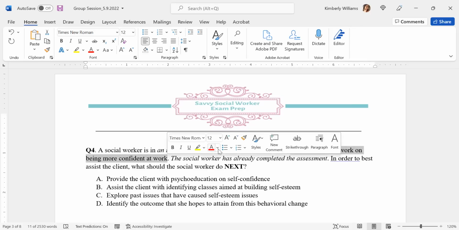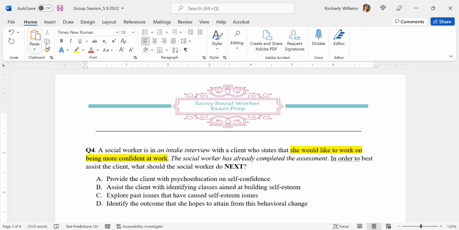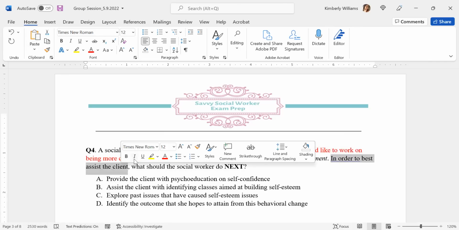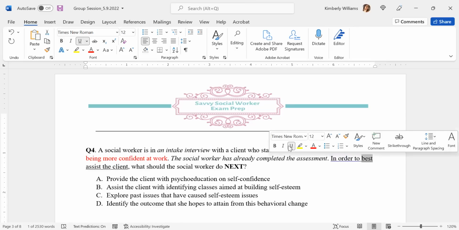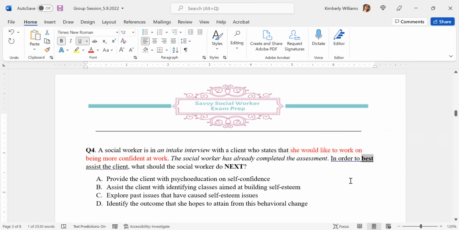Yep. Right, and what is the question asking of you to do? In order to assist the client, what should the social worker do next? So in order to best assist the client, this is probably my favorite term on the exam. And when it says in order to best assist the client, that means meet them right where they are, even before you go to this next part. If it tells you in order to best meet the client, that means you're going to meet them where they are and you're going to do what's most beneficial for them. Okay, so what should the client do next?